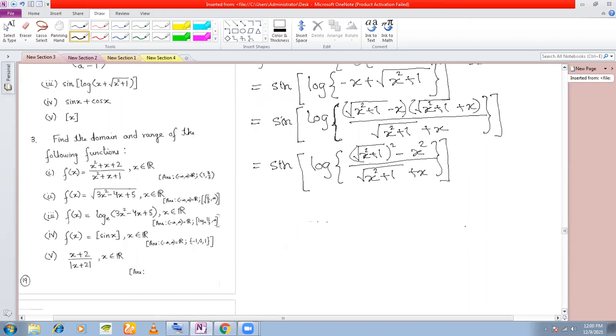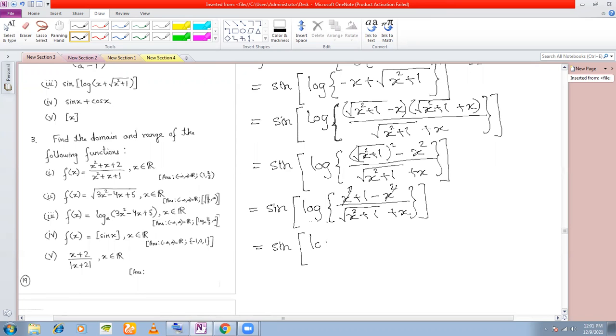So we get sine of log of x square plus 1 minus x square, and in the denominator you have only this remaining, root of x square plus 1 plus x. Here x square and x square cancel. So you simply get sine of log of 1 by root of x square plus 1 plus x.